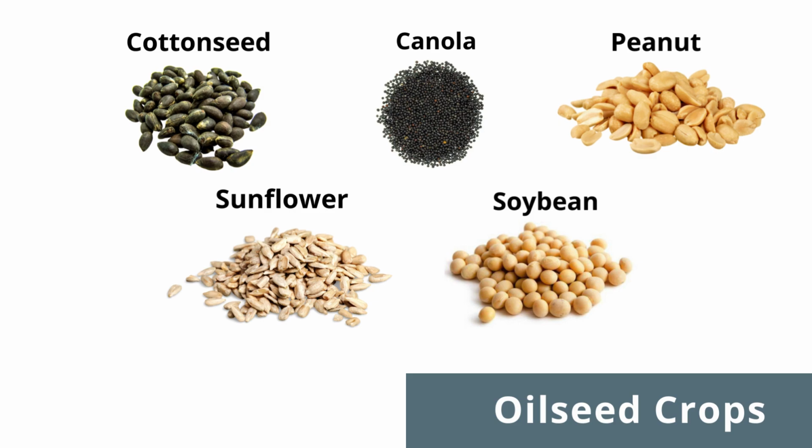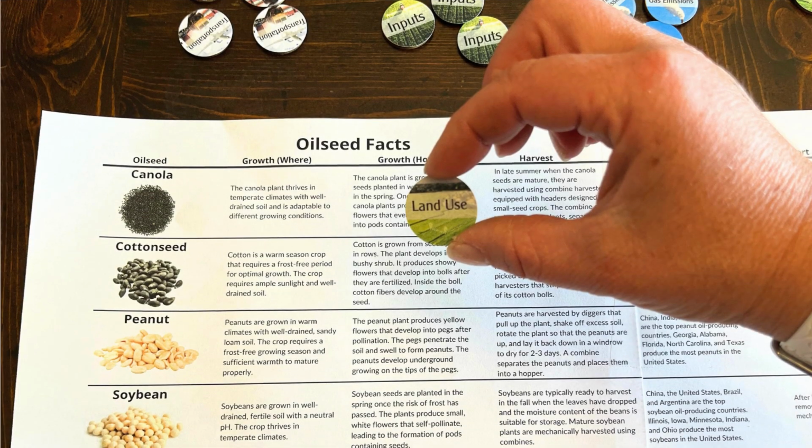that impact our environment. These 5 crops can be grown to extract oil from their seeds. Each of these crops required land to grow. The land was once converted from a natural ecosystem to an agricultural ecosystem. I'll place this coin in the growth column.